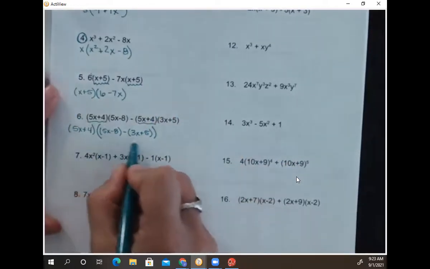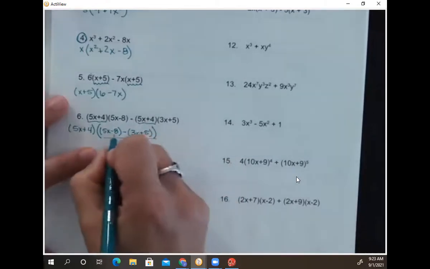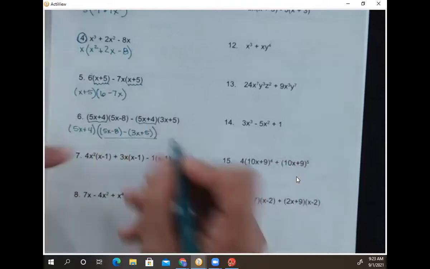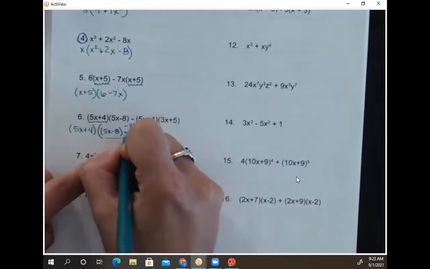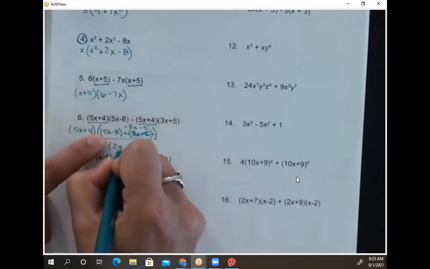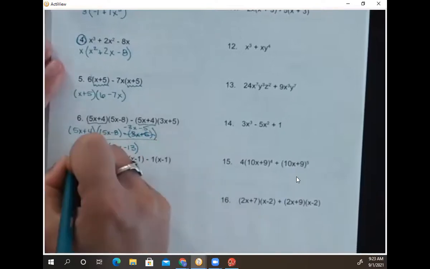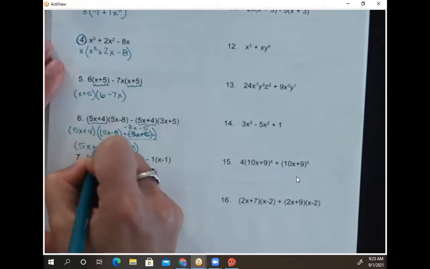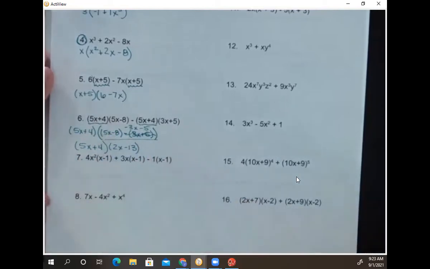Now, this stuff here, we can tidy up a little bit. This is really some polynomial subtraction in there. So this would be minus 3x minus 5. So I would have 2x minus 13 as my tidied up version, if I just clean up what's in the sort of big parentheses there.